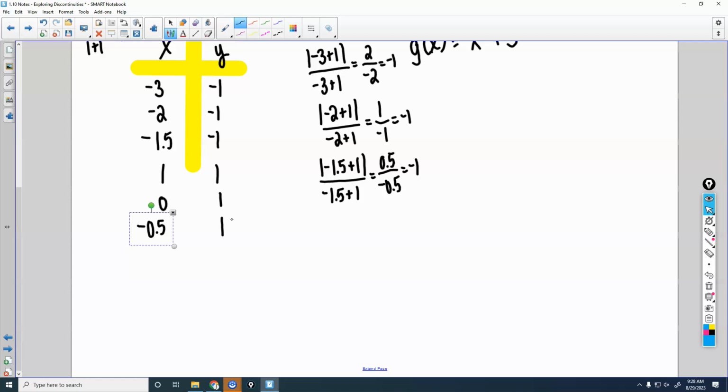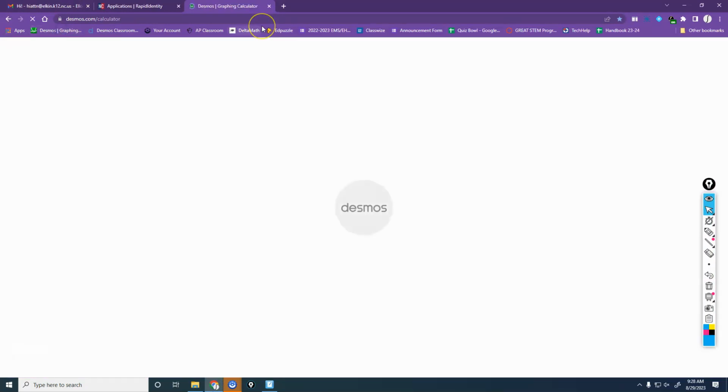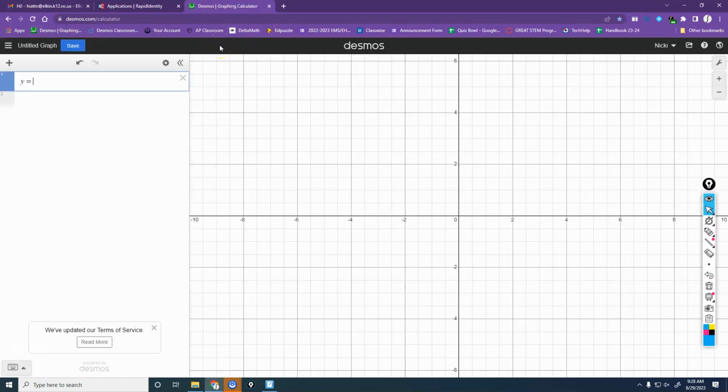It's going to be a jump, because we're not just having that one hole. We have this line down here at -1 and this one up here at +1. Let's look at it in Desmos just to see it, even though we wouldn't be able to do that. It's helpful to picture it. So y equals absolute value of x plus 1 over x plus 1.